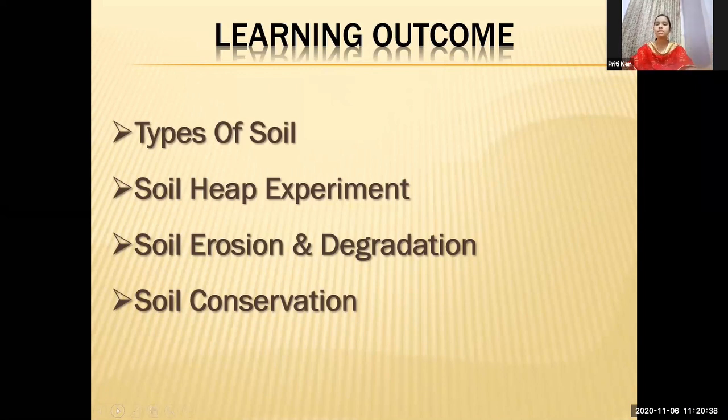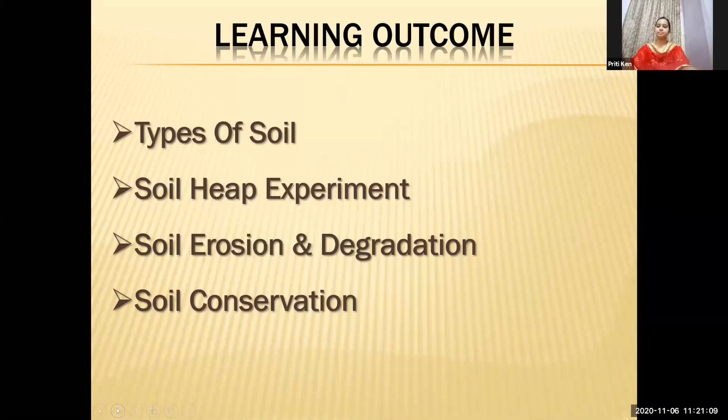The third one is soil erosion and degradation. Now, what is soil erosion and degradation? These two things we are going to learn from this lecture. And the fourth one is soil conservation. How we are supposed to conserve the soil, that we are going to see in this chapter. You'll come to know all these four things after finishing this lecture.